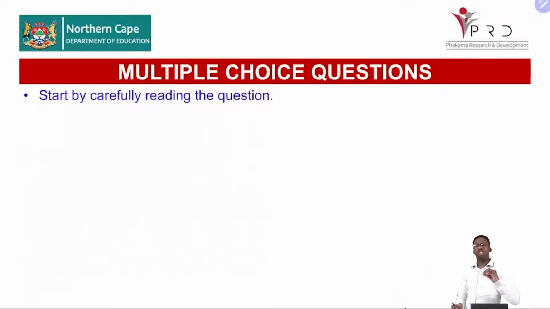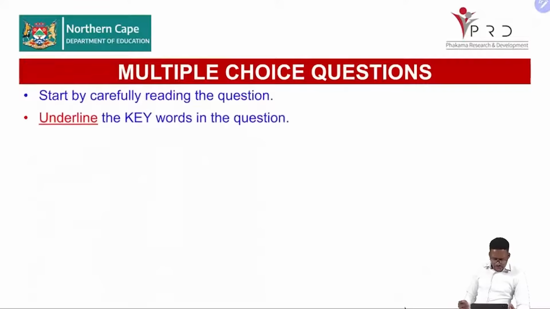So how do we make sure that we get the correct answer? Because this revision is meant to make sure that we give you the confidence, we give you the strategy to perform better for your preliminary exam and for your final exam. So the first thing that we need to do when we deal with the multiple choice, let's read and understand the scenario. Read and understand the question.